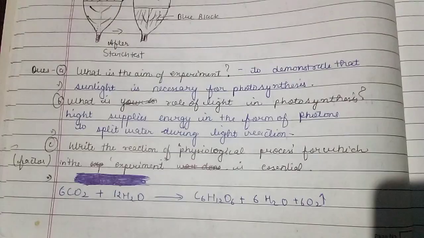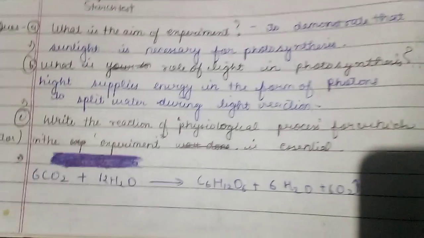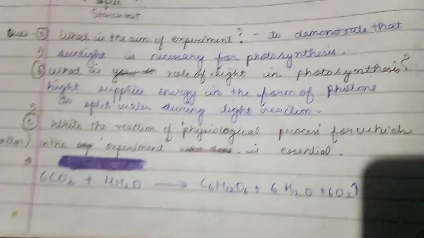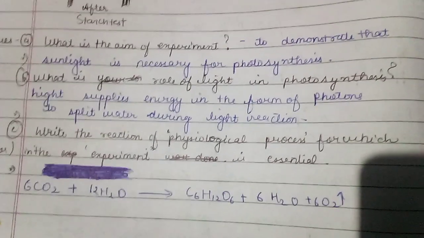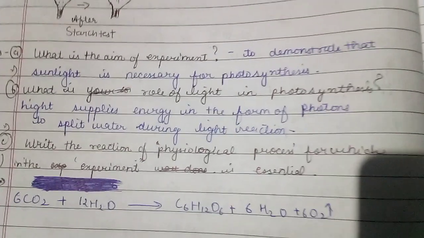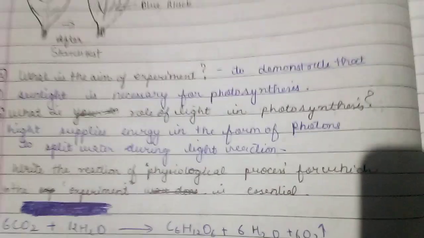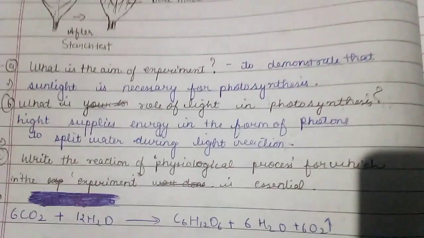Okay. So now the reaction of photosynthesis has to be written in this question. So the reaction is 6CO2 plus 12H2O gives C6H12O6 plus 6H2O plus 6O2. Don't forget to write the conditions. I have not mentioned it here. Okay, you must write sunlight and chlorophyll as conditions of the reaction.